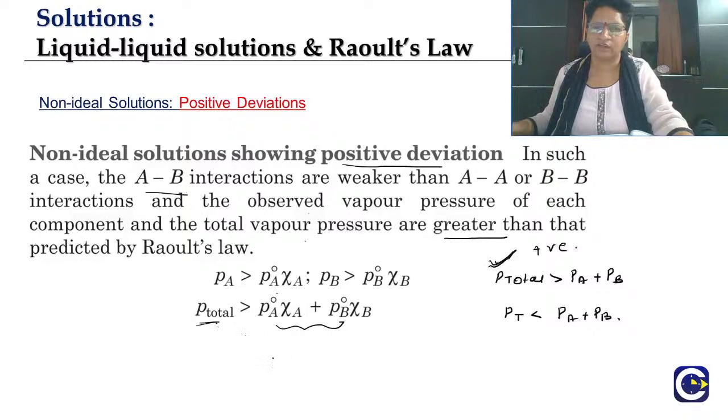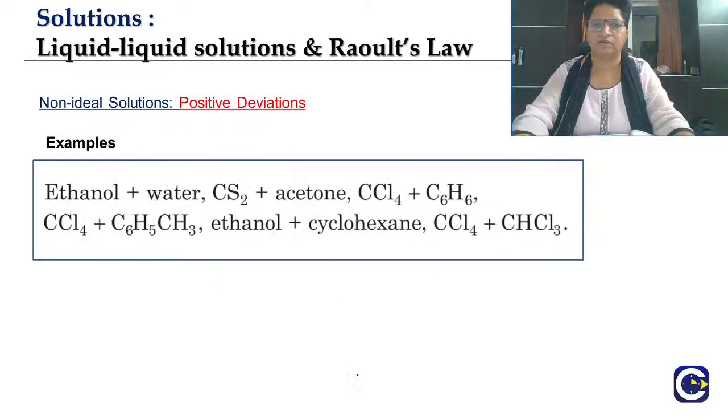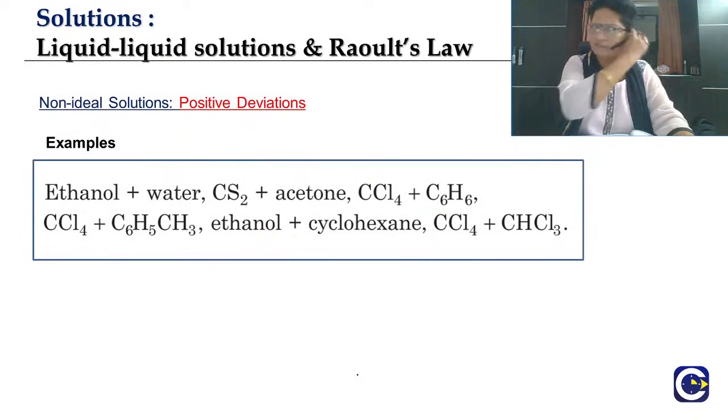இது ஜாஸ்தியா இருந்தா என்ன ஆகும்? Delta V mixture வந்து will be a positive value, higher value. Delta H mixtureம் ஜாஸ்தியா இருக்கும். இன்னும் என்ன சொல்லலாம்? What are the examples?